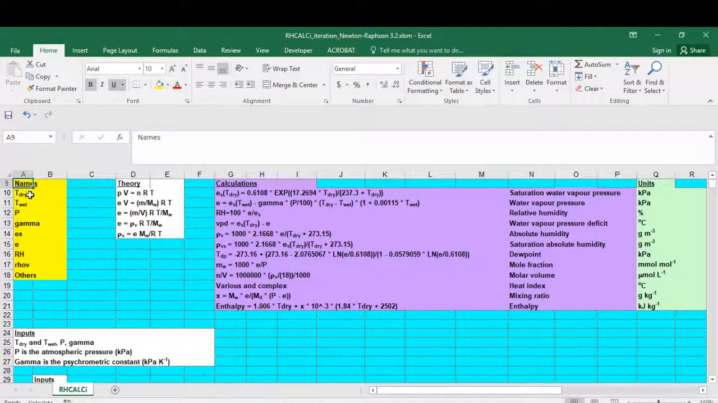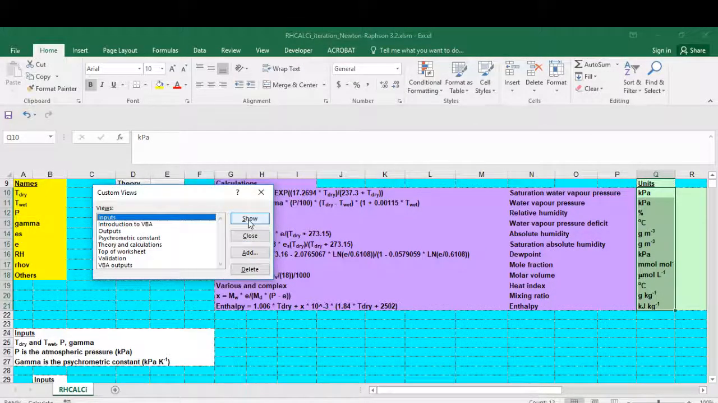Let's look at the theory and calculations. I've sometimes used names in the spreadsheet. Overlapping with this information in this video is the information on another video that I've posted on RHCALC, which gives more detail about the names that I've used and how to use those. The theory, we use the ideal gas law and its various forms to calculate some of the humidity parameters, and here are all the calculations that have been performed in Excel VBA. Here are the terms that are used, and these are the SI units for the various terms.